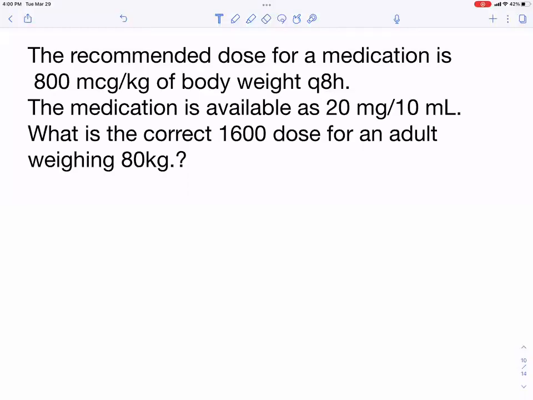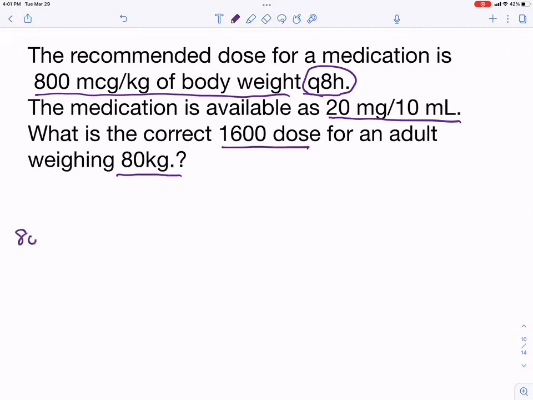All right, let's look at this one. Okay, the recommended dose for medication is 800 micrograms per kilogram of body weight every 8 hours. Ooh. The med is available as 20 milligrams in 10 mLs. What is the correct 1600 dose for an adult weighing 80 kilograms? Whole lot of information, but what's my given? 800 micrograms per kilogram.